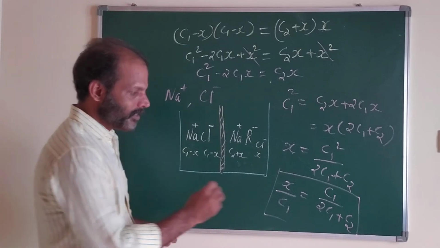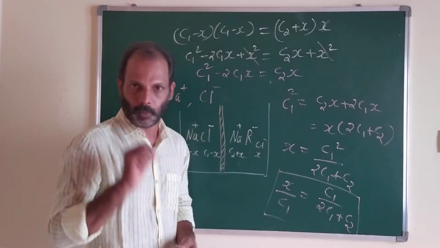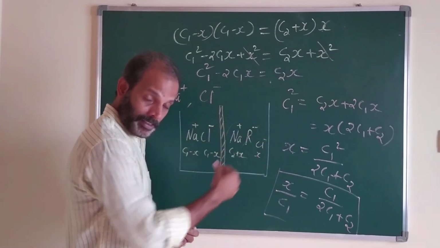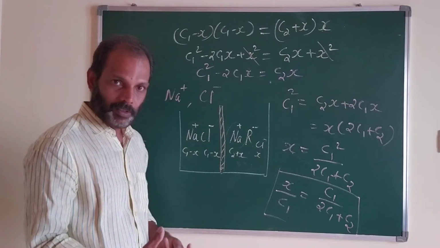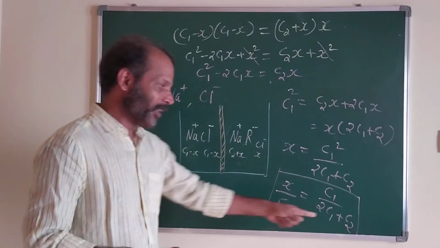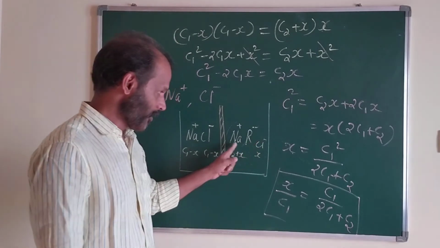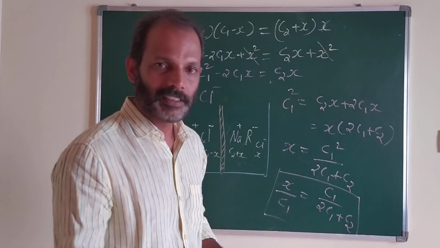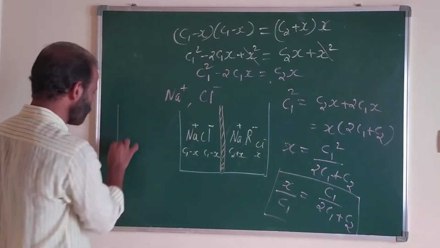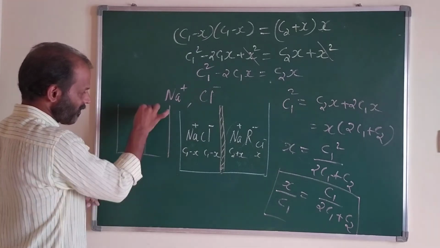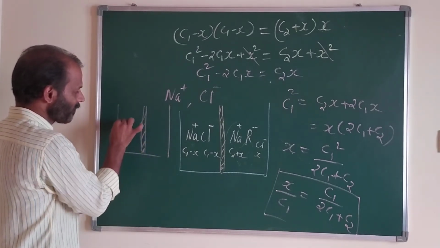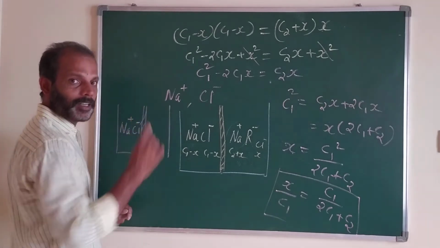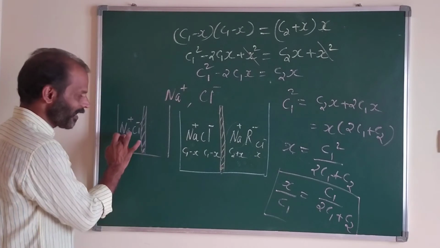Okay, suppose C2 is equal to 0. C2 equal to 0 means the concentration of Na plus in the second chamber is 0. What does it mean? If C2 is 0, that means there is no NaR, there are no non-diffusible ions. So if C2 is 0, here there is no Na plus and R minus. Only the first chamber contains Na plus and Cl minus.